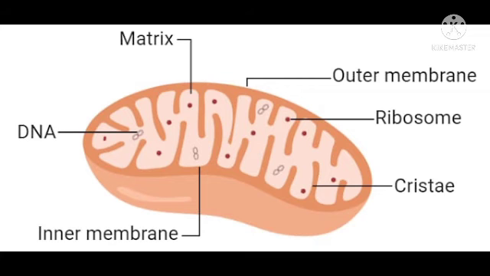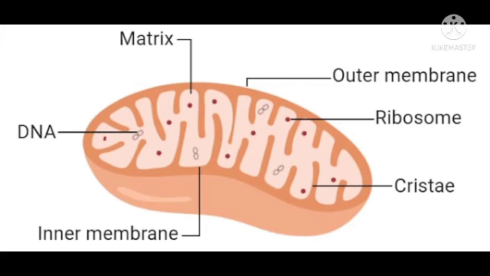Mitochondria help to break down the glucose, which is nothing but a kind of carbohydrate which we take through our food. So this mitochondria helps to break down the glucose, and it converts the glucose into energy which is needed by our cell, or which is utilized by our cell. This process takes place inside the mitochondria.